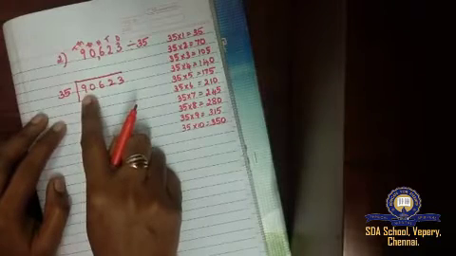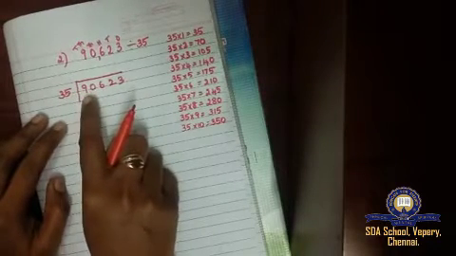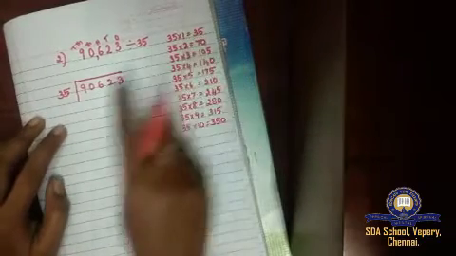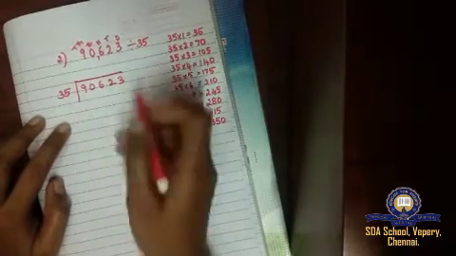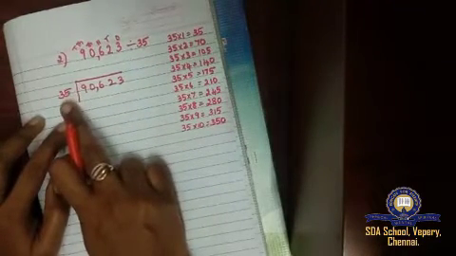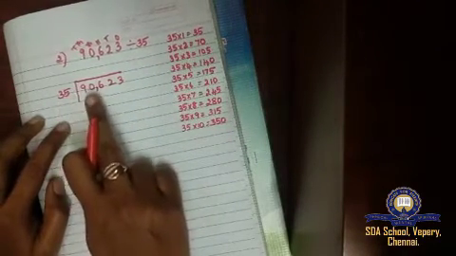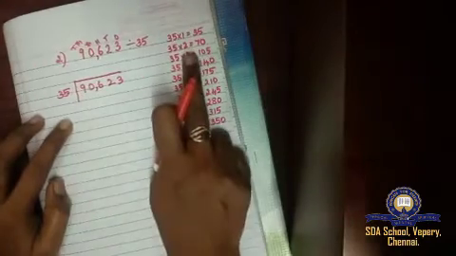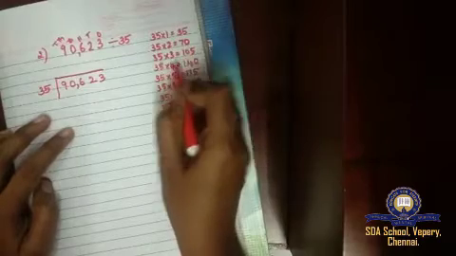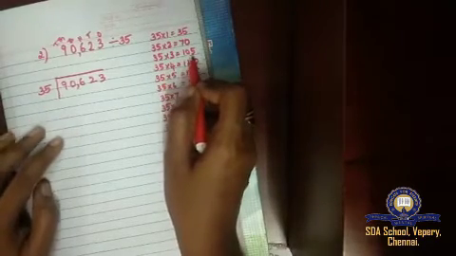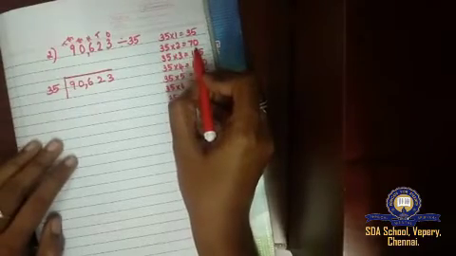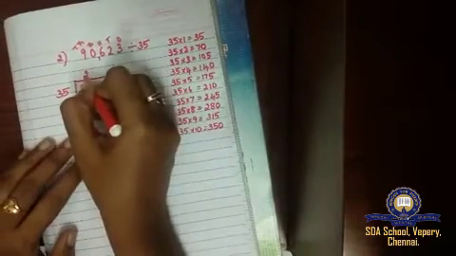First step, draw this line. The divisor should come outside, the dividend should come inside. That is 90,623. So after writing like this, what must we do? First we have to take one digit. If we take one digit here it is 9. Compare this 35 and 9. When you compare, 9 is very small, because in the 35 table you will not get 9. Here you can see 35 ones are itself 35, a very big number, but here only 9.